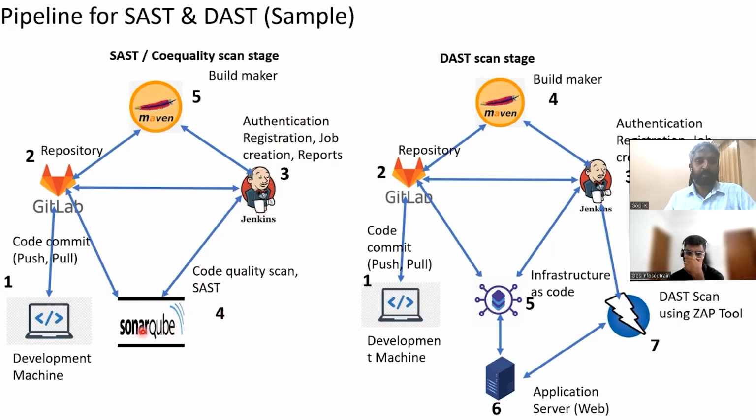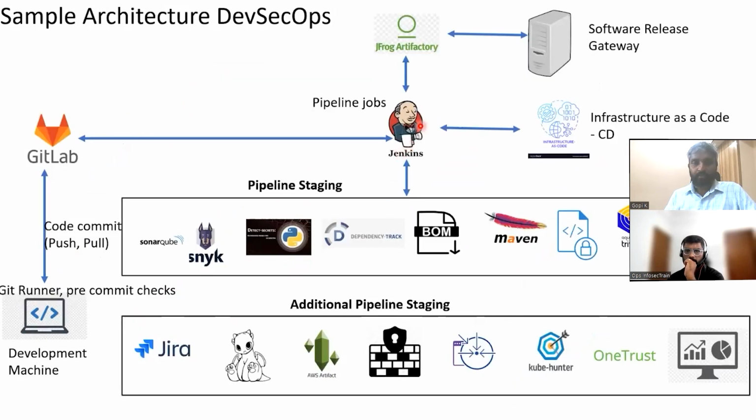Once the scan is completed, we can call the Maven build job so that it will build and give the artifact or package. In the previous slide also, once the artifact is created using the Maven or Gradle build, we can store it in a centralized repository like the JFrog Artifactory. From that Artifactory also, an automated tool like the software release gateway will fetch it and deliver it to the end users.